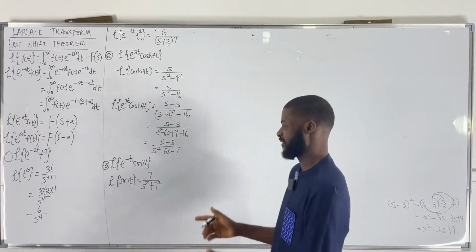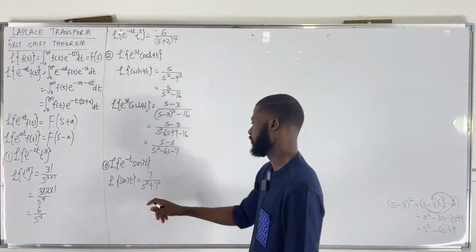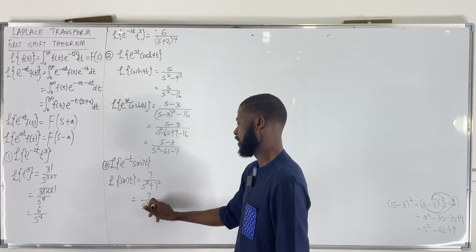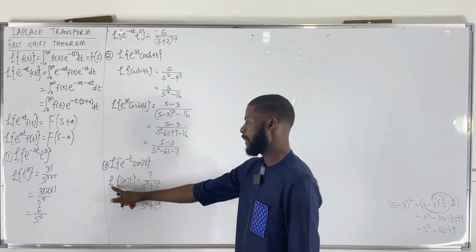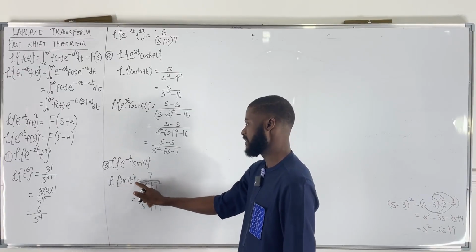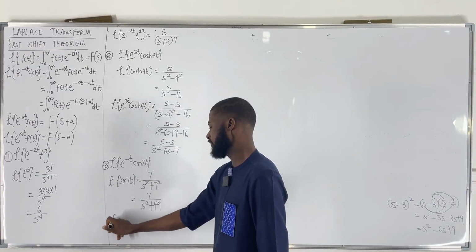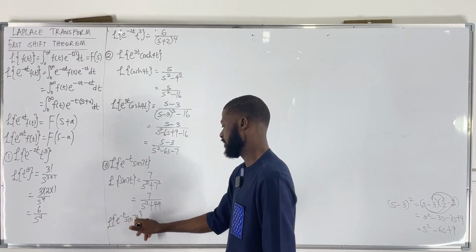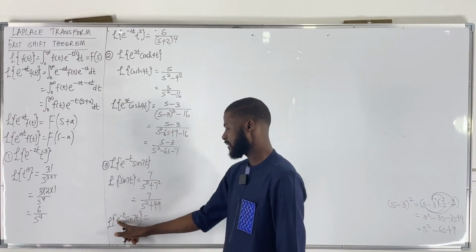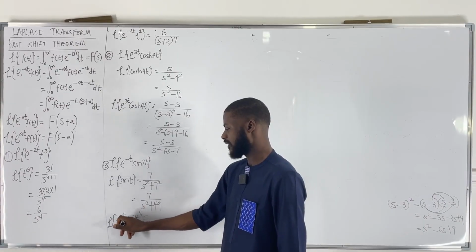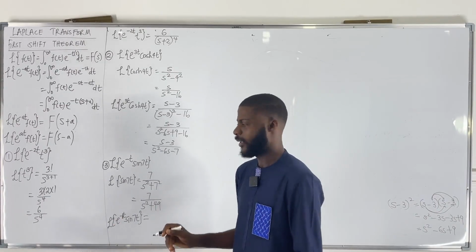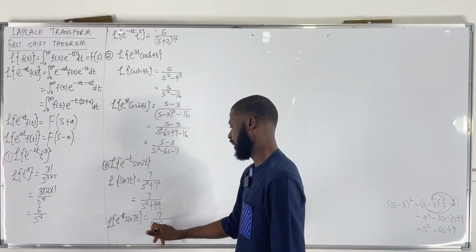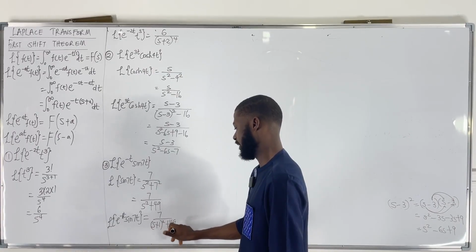Remember, watch the previous videos because I've done all this in the previous video. So this will become 7 over s squared plus 49. So this is the Laplace transform of sine 7t. Now the Laplace transform of e to negative t sine 7t, anywhere I see s, I'm going to be replacing it with s plus 1. So this will be 7 divided by s plus 1 squared plus 49.